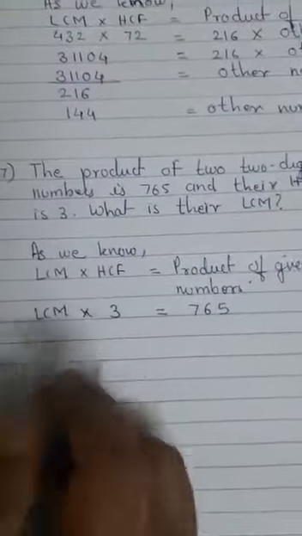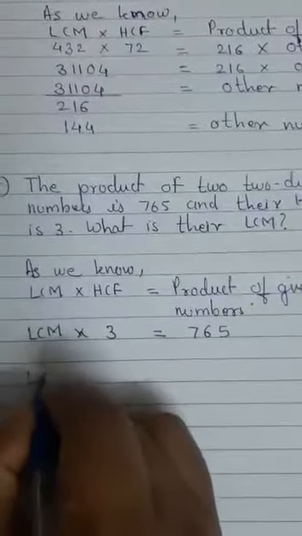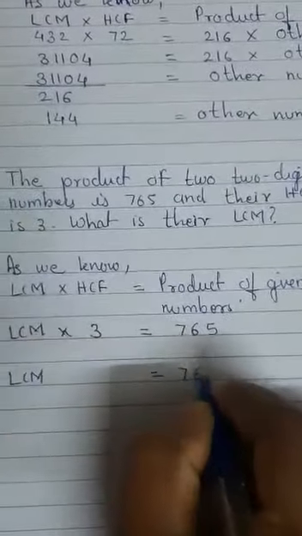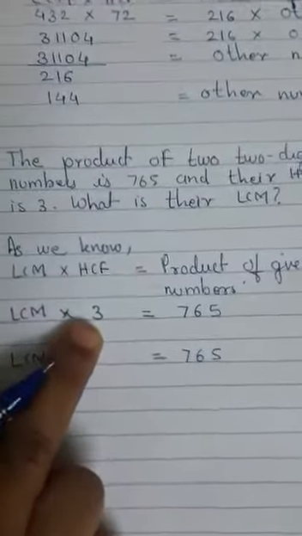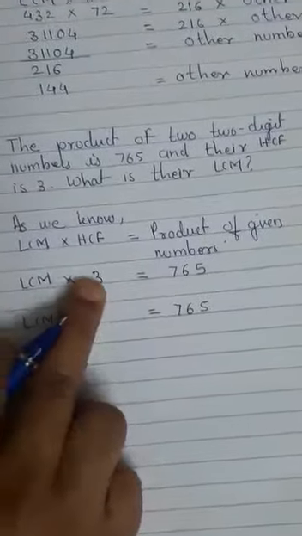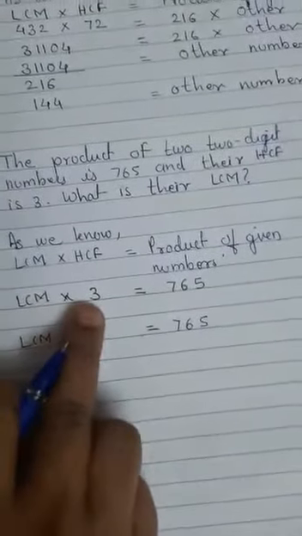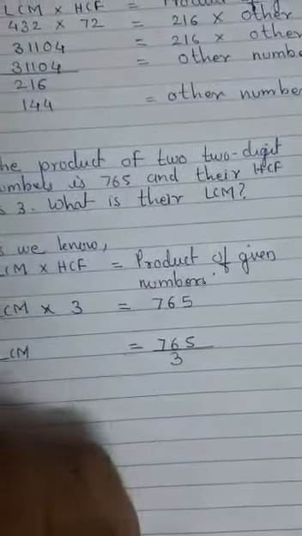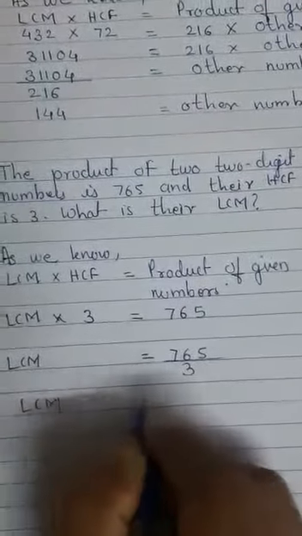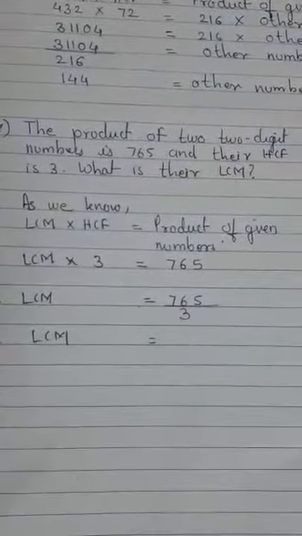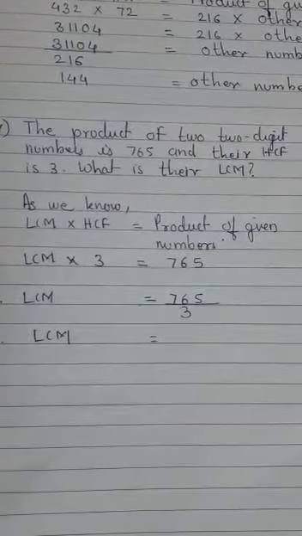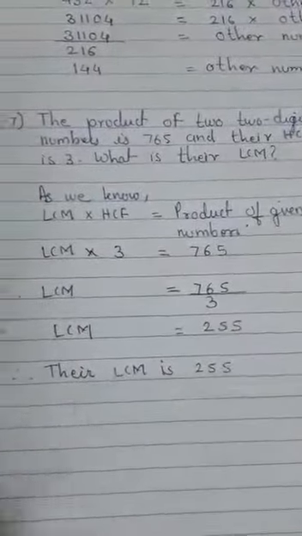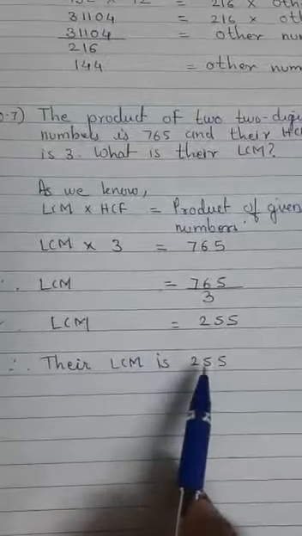Now you have to bring the like terms together. LCM will remain as it is, is equal to 765. Now you have to change the side of this 3. When the side changes, the sign will also change. Here it is multiplication, so after changing the side it will become division. Therefore, after dividing this number, we'll get the answer 255. Therefore we can write the LCM is 255.